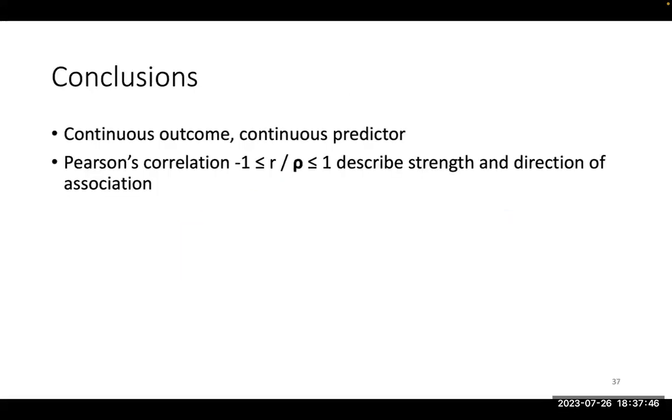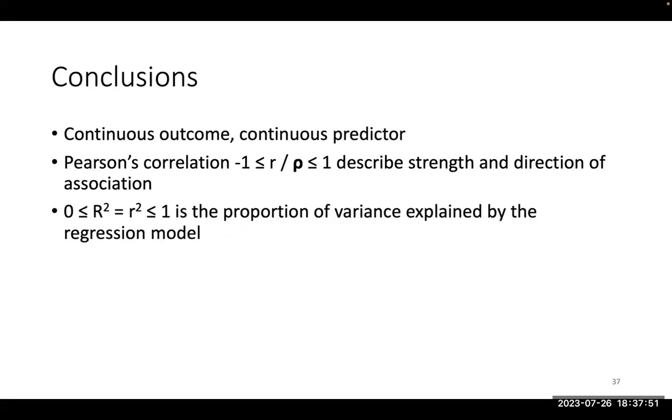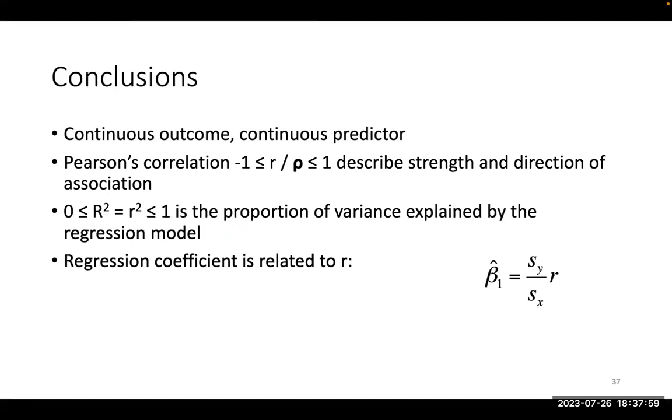Good. Continuous outcome, continuous predictor, Pearson correlation from -1 to +1, R squared from 0 to 1, the proportion of variance explained by the regression model, regression coefficient related to R. So by quantifying the standard deviation of y divided by standard deviation of x, you multiply it by R, you calculate that slope. And why can you do that? Who of you can remember from high school how to calculate the slope? Do you know the formula?